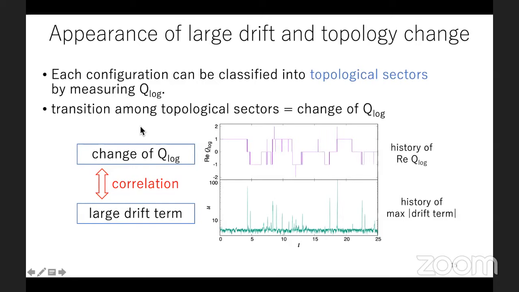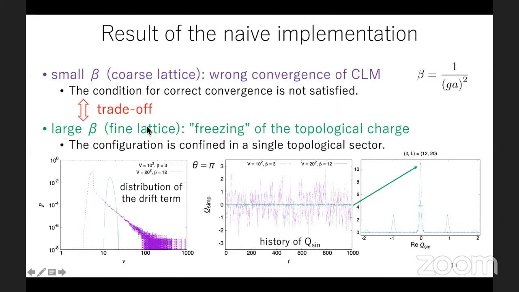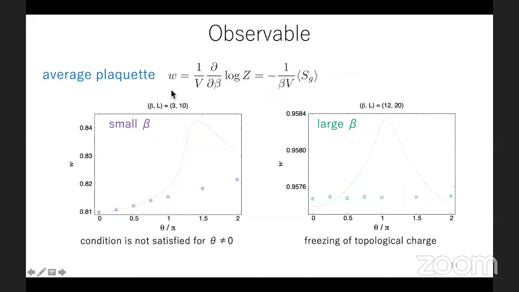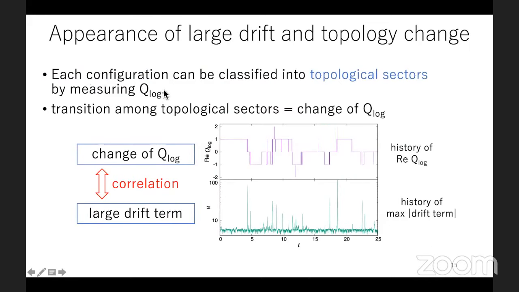So as I said, these two problems are a trade-off. So actually, they are related. First, we consider the transition of topological sector. Each configuration can be classified into a topological sector by measuring Q log. Even if we use the Q sign-like definition in the action, we can use the logarithmic definition of Q as an observable. It gives an integer value, so we can label each configuration by Q log.